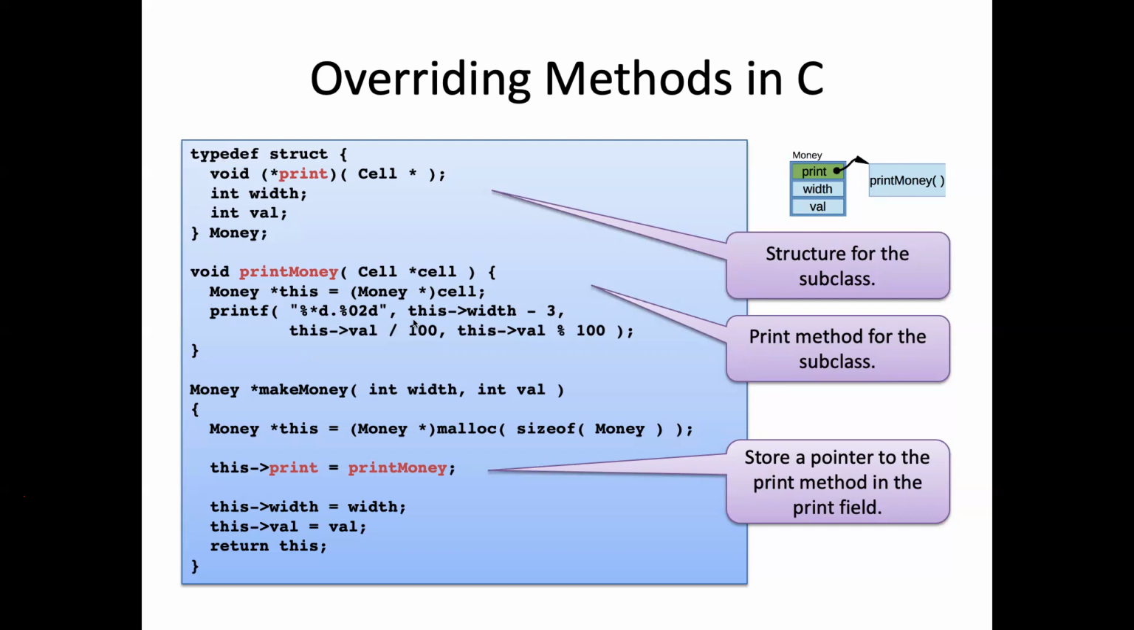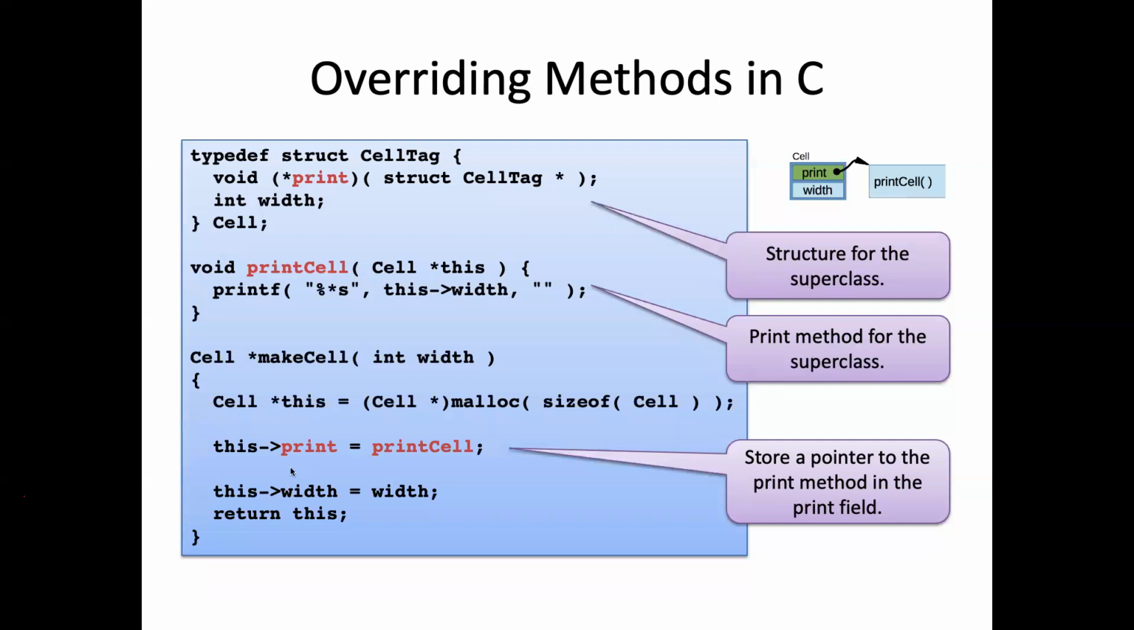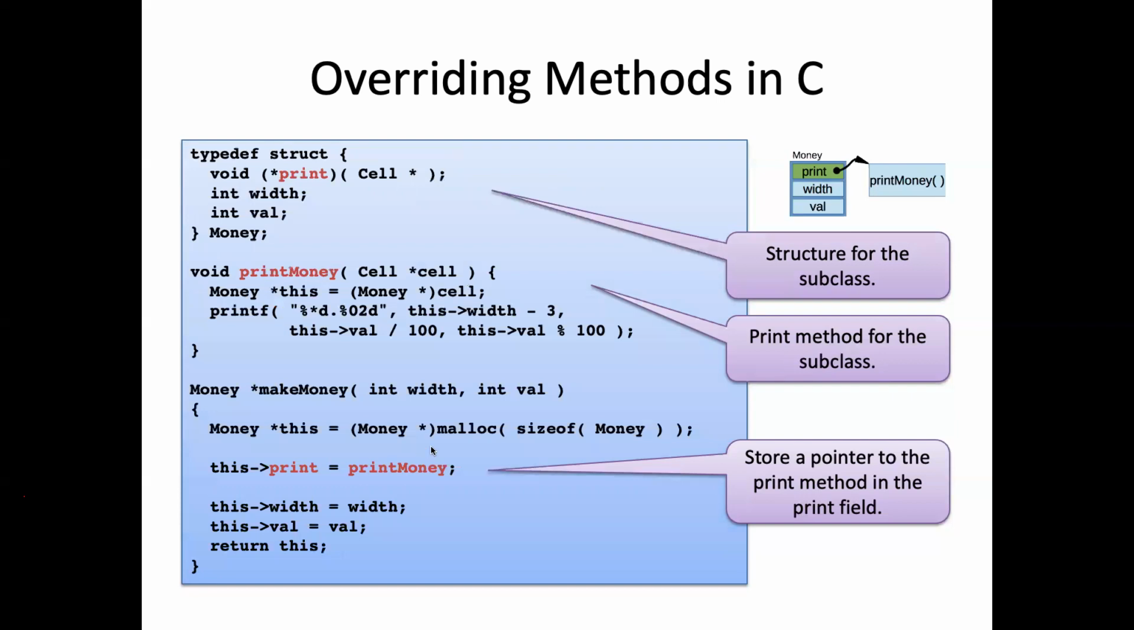So here's how to define methods. We've already overridden them, and we did it when we filled in this print field. I'll say it one more time. Whenever you make an instance of the superclass, you fill in its print field to a pointer to the right function to print instances of the superclass. Whenever you make an instance of the subclass, you fill in its print function with a pointer to the right function for that subclass. How do you use this?